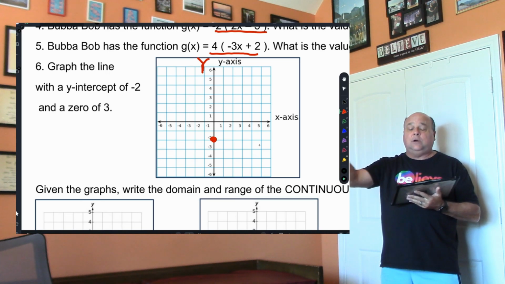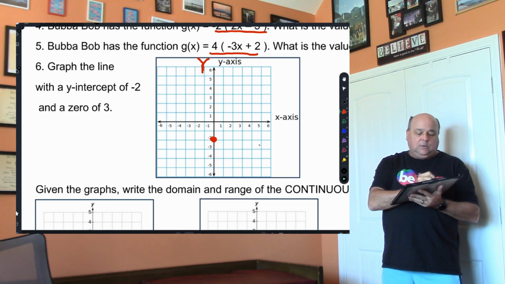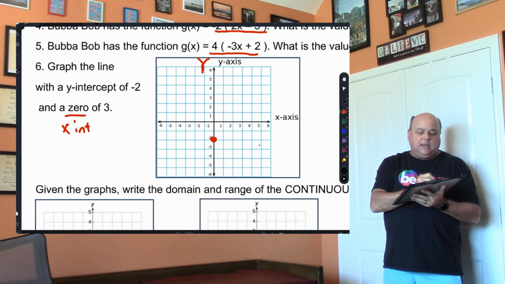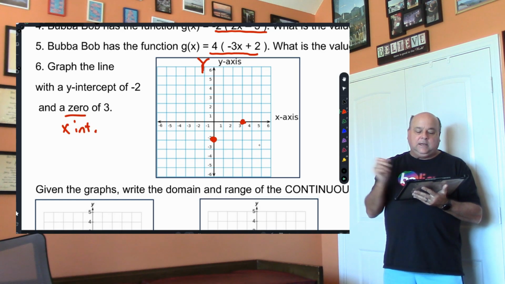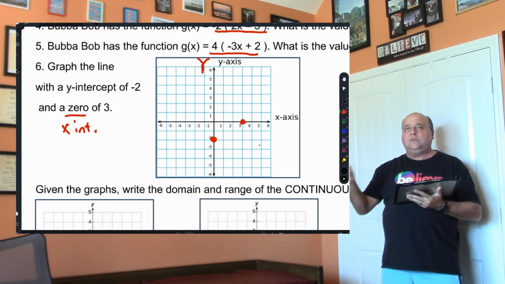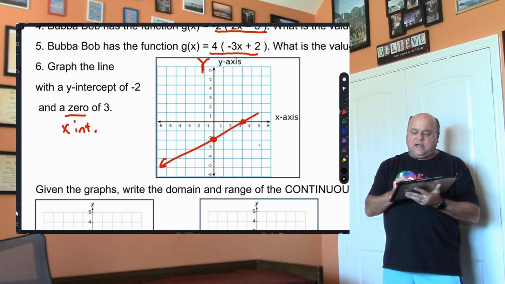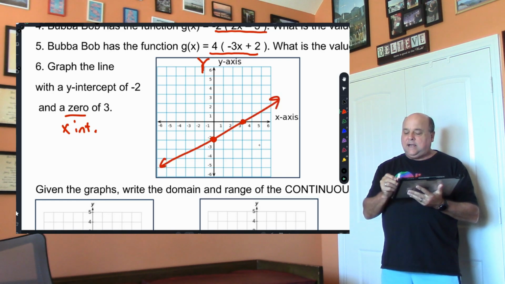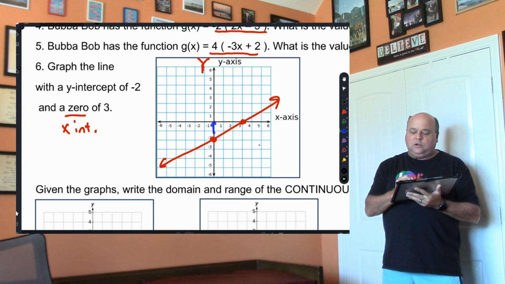You started in 6th grade doing integers with. The 0 is your x-intercept, and it's at 3. All you have to do is plot those 2 points, connect the dots, and you have just graphed that line. Make sure you can get the slope too. The slope would go up 2 over 3. The slope is 2 over 3.